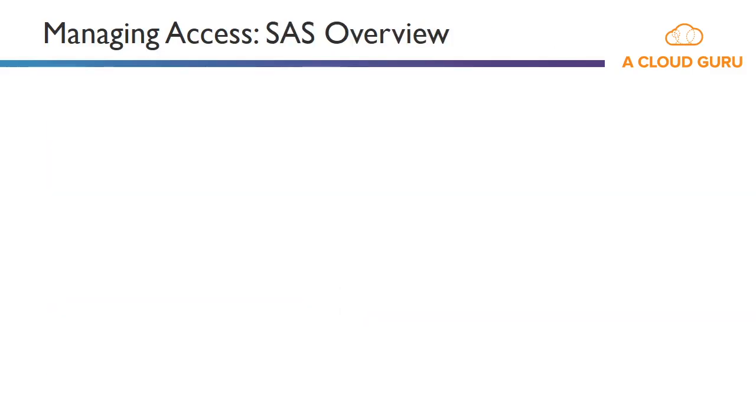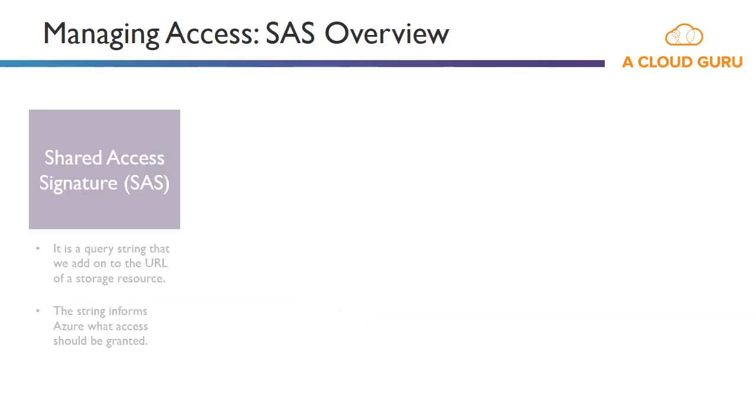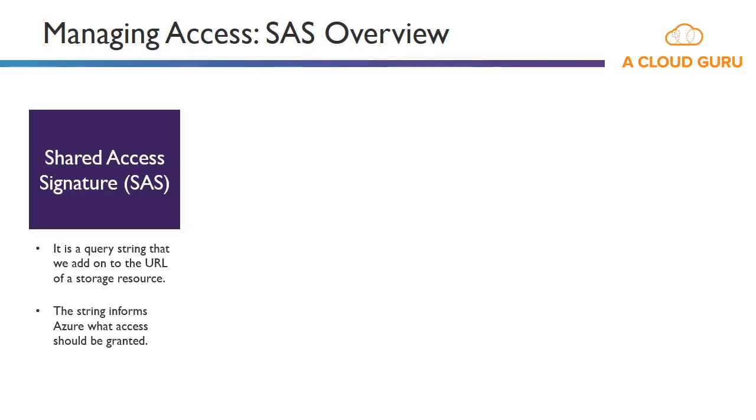Now, if we go further into this, we can also get a little bit more granular with SAS, which is shared access signatures. We may not want to just generically assign permissions at the container level, so we can use this method, which is a query string that we add onto the URL of a storage resource, and this string informs Azure of what access should be granted. We'll get a little bit deeper into shared access signatures and how you construct them in a little while. But to go a little further, there are two types.